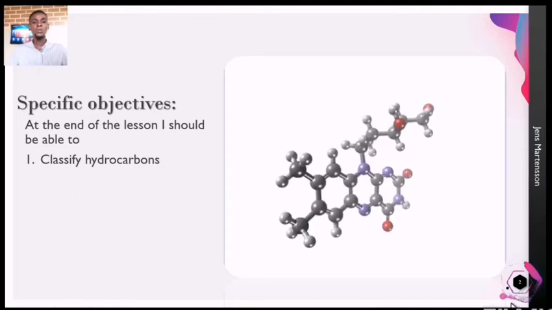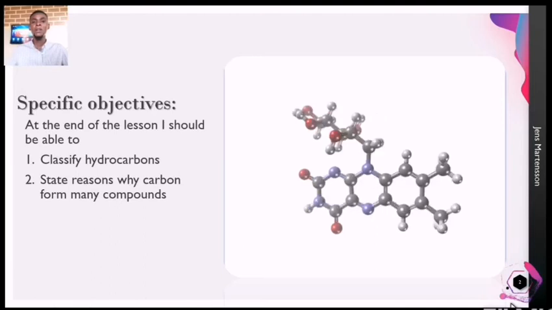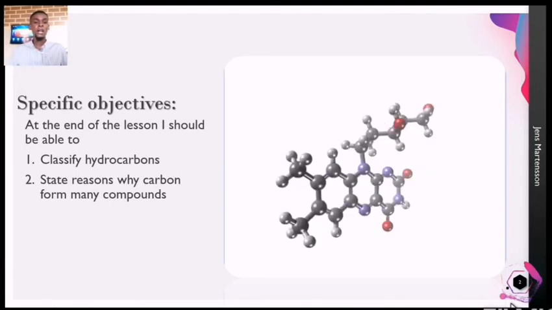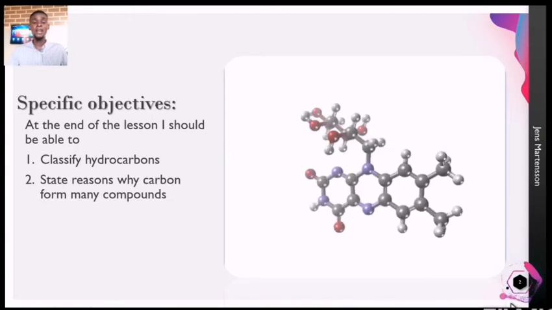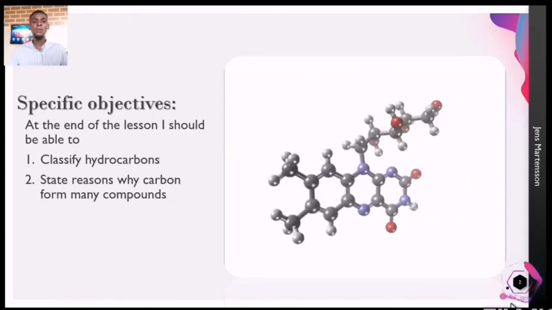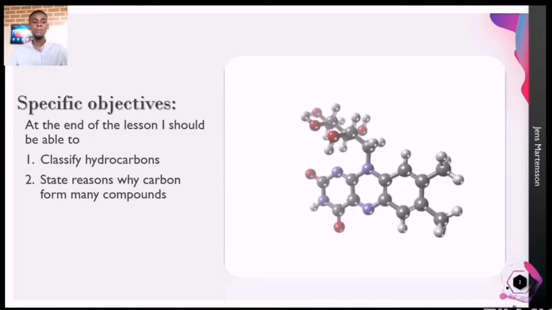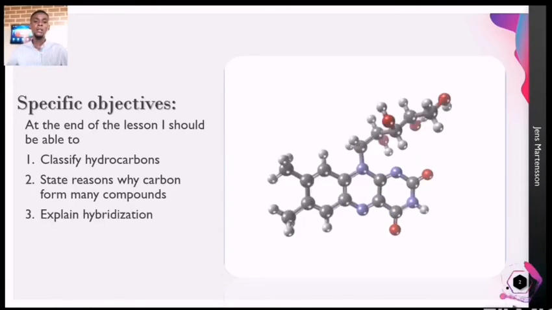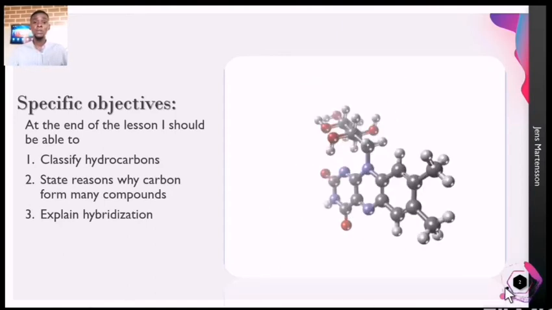The next one is you should be able to state reason why carbon form a lot of compound. For the past 4 weeks, we've been looking at carbon, and for the next 4 weeks also we'll be looking at hydrocarbons, and this is all about carbon. Why do carbon form a lot of compound? We're going to be seeing why this happens as we advance. And lastly, you should be able to explain the term hybridization. It sounds strange, but it is really simple.